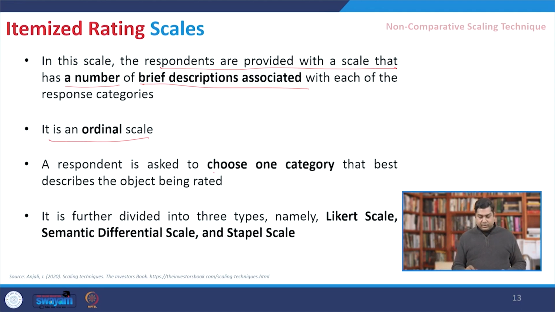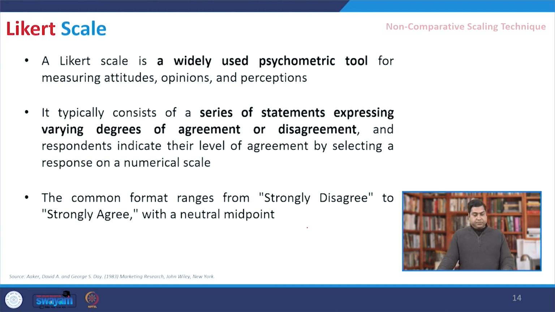The respondent is asked to choose one category that best describes the object and whatever he or she feels about it. It is further divided into different types, as we already mentioned, itemized rating can be a Likert scale, a semantic differential scale or the Staple scale. Likert scale. A Likert scale is a widely used psychometric tool for measuring attitudes, opinions and perceptions. So, for perception studies we use the Likert scale very often, and I will show you some examples when we discuss the case studies, where we use the Likert scale or Likert type scale.